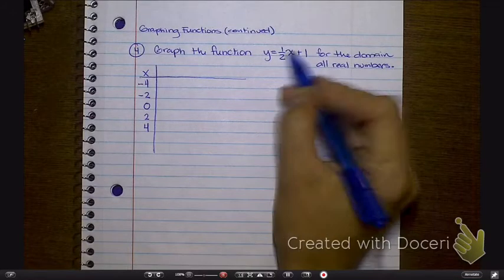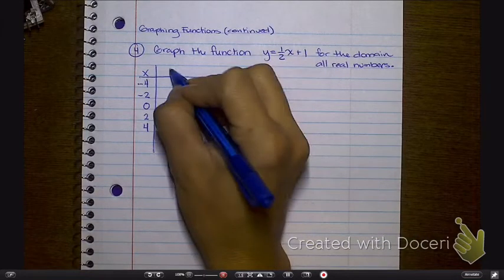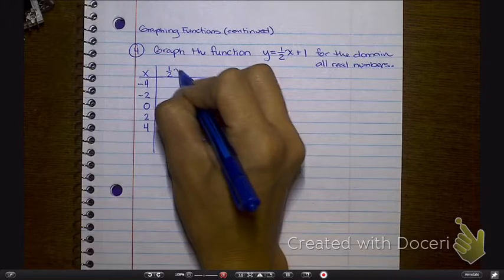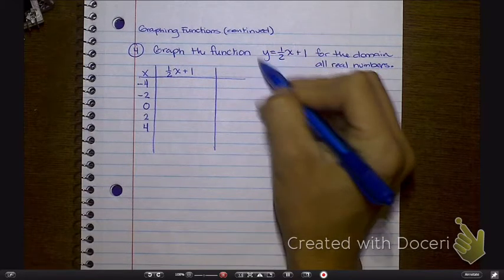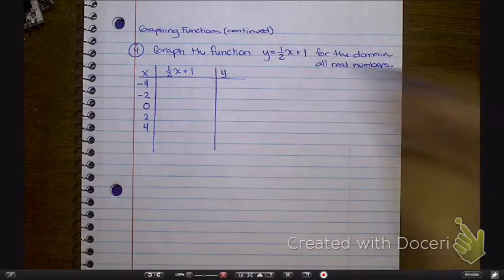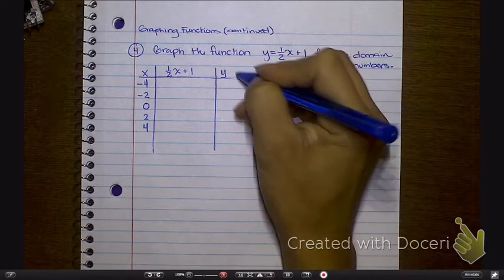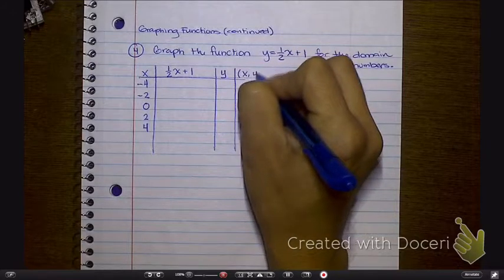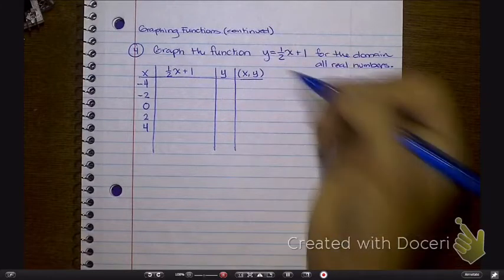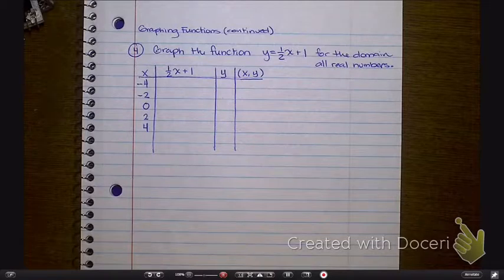Now, here's my function I'm working with, 1/2 x plus 1. This one has a y, so I'm going to make it a y here. And then this ordered pair is going to be x comma y, since there was a y in this one today. Okay? All right, so now let's go ahead and start evaluating my function.